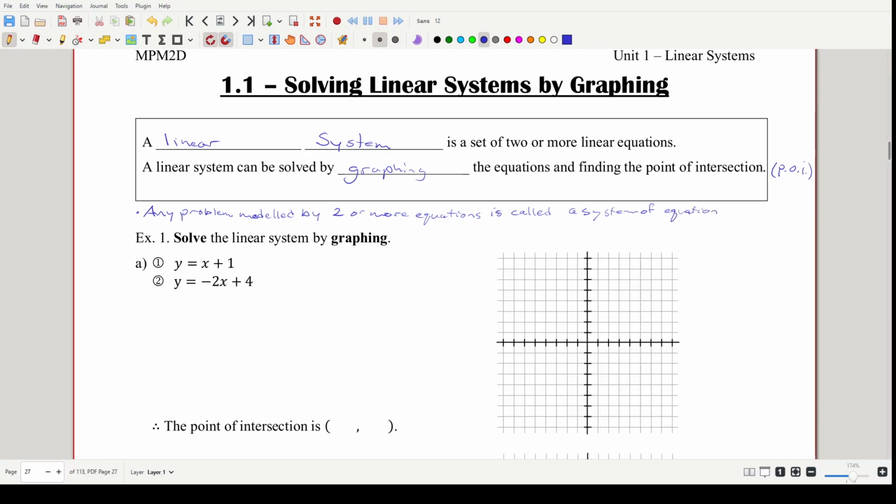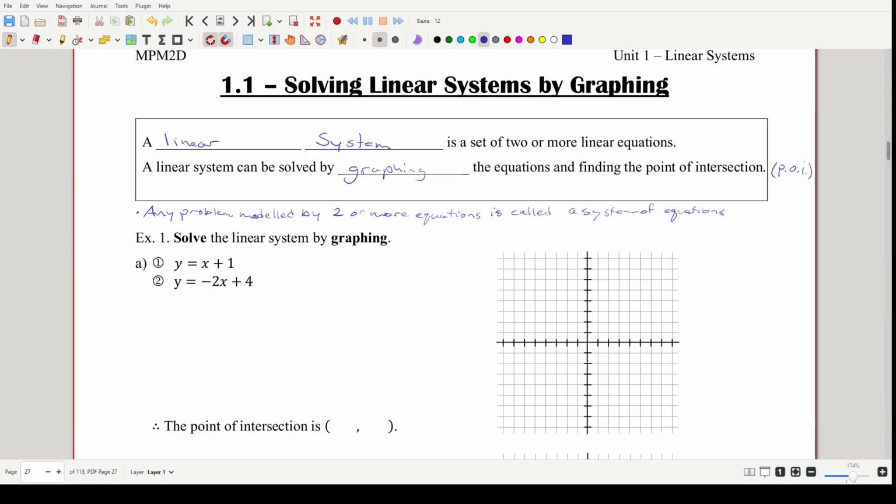Now we have to remember, depending on the number of unknown variables we have, we need at least that many equations in order to solve them. So if I only have one variable, I need at least one equation. If I have two unknown variables, I'm going to need at least two equations to find the solution to that problem. There's no other way around it. And sometimes there may not even be an actual solution. So our goal here is to simply solve the linear system by graphing.